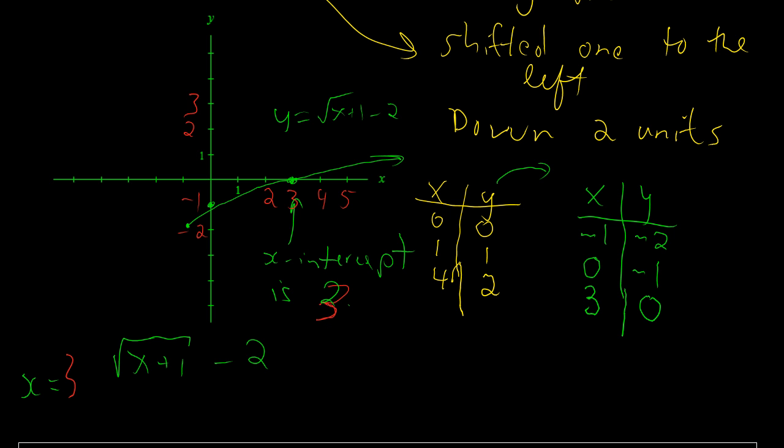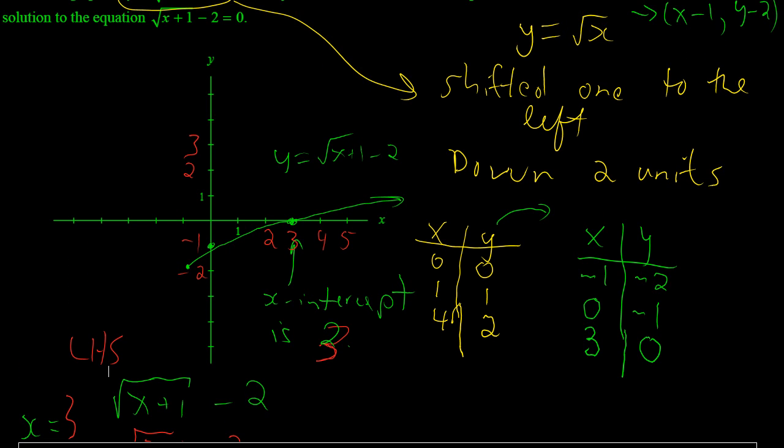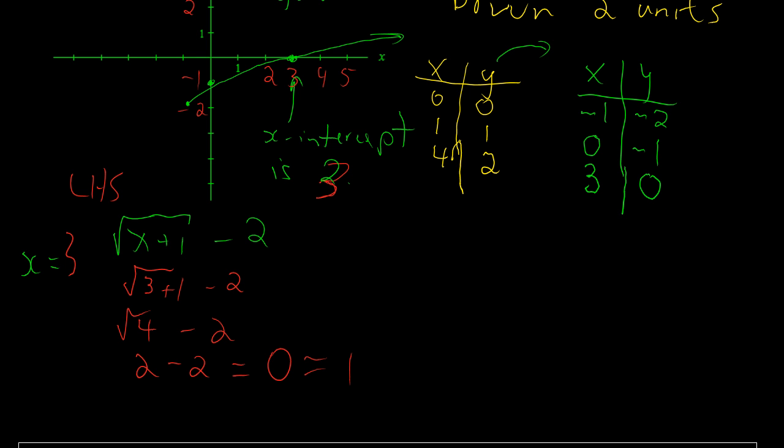So I'm going to substitute in x equals 3. So the square root of 3 plus 1 minus 2 is exactly the same as the square root of 4 minus 2. The square root of 4 is 2, so that gives 0. And of course, this was the left-hand side of that equation, and the right-hand side of that equation was simply 0. So we have indeed verified that x equals 3, not 2, is the solution to the equation, and as well it is the x-intercept of the graph.